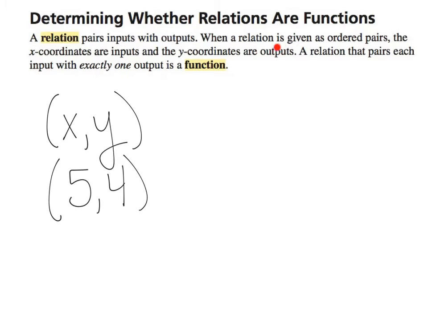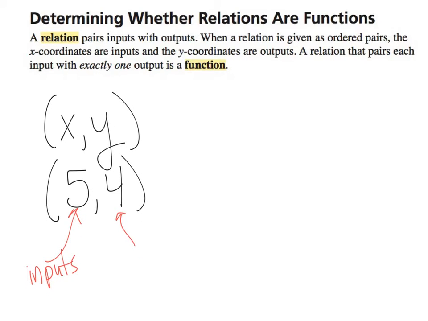When a relation is given as ordered pairs, notice it's a relation. It's like a relationship between x and y. The x coordinates are the inputs. The outputs are the y coordinates.